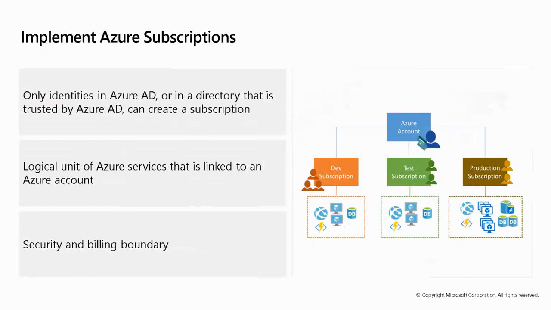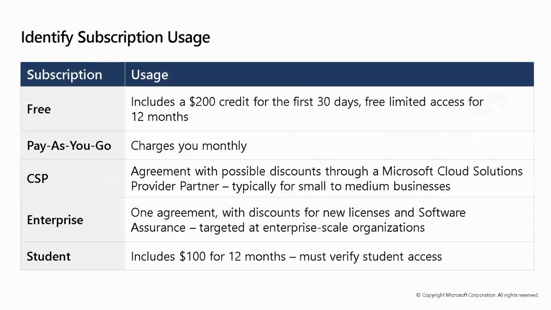So we can have that beautiful control of everything that's happening in our organization. Once we identify the region and implement the subscription, we will need to identify what kind of usage we're going to give to that subscription. If we want to create a free subscription, we have to remember that it will include a $200 credit, and it's only for 30 days.